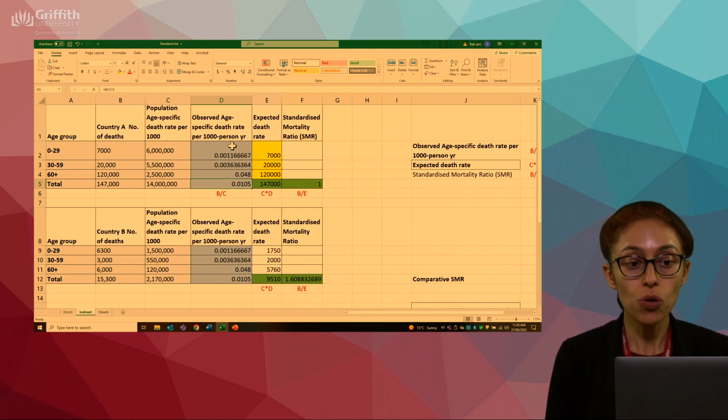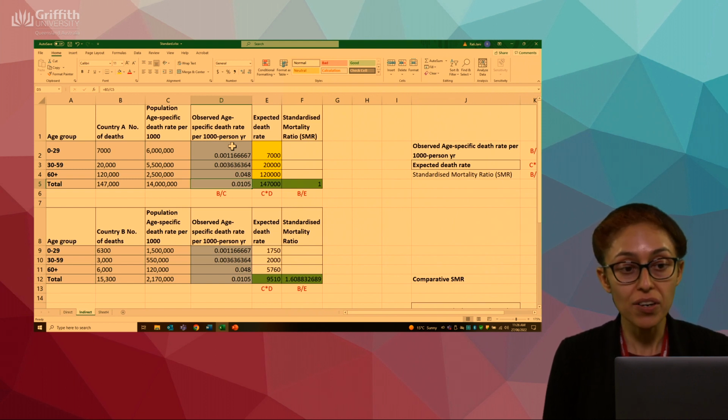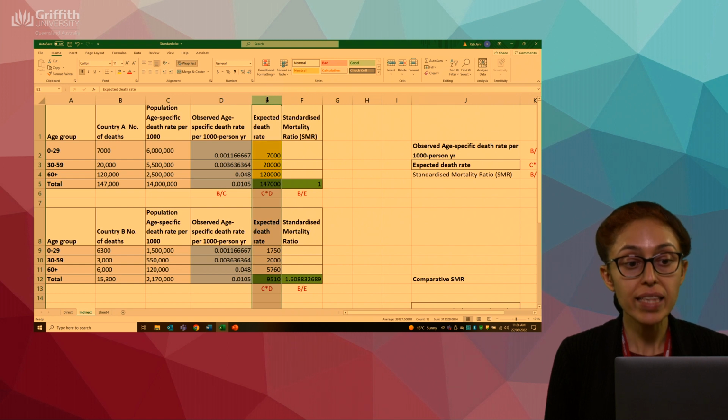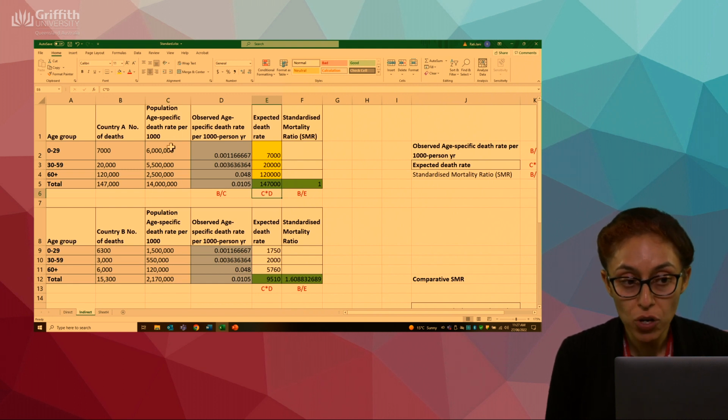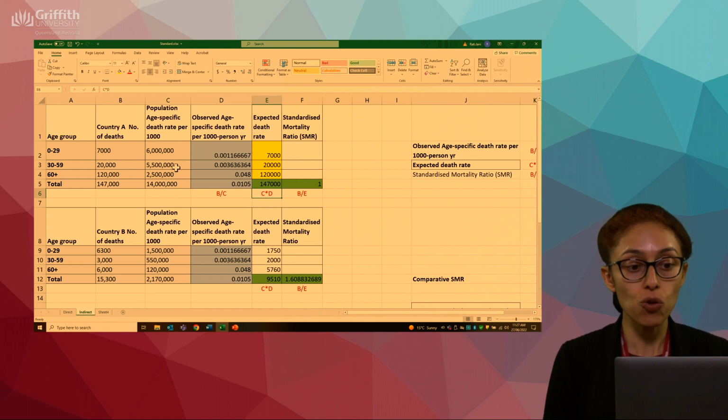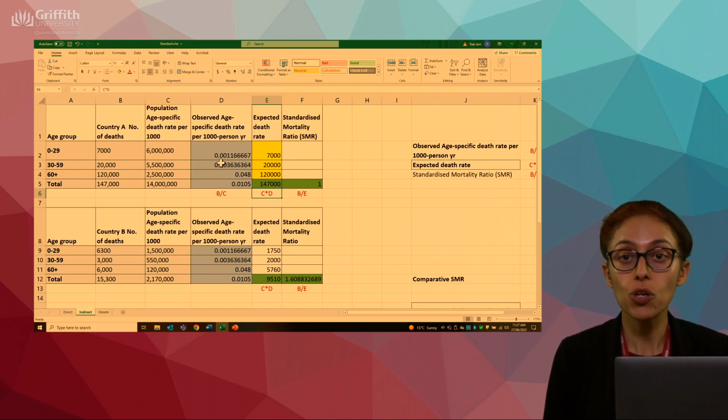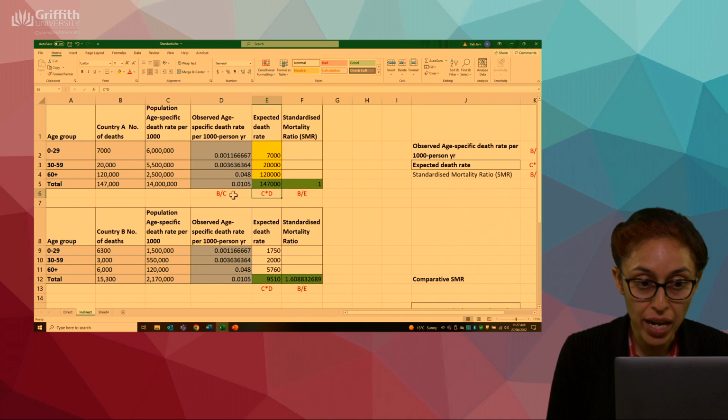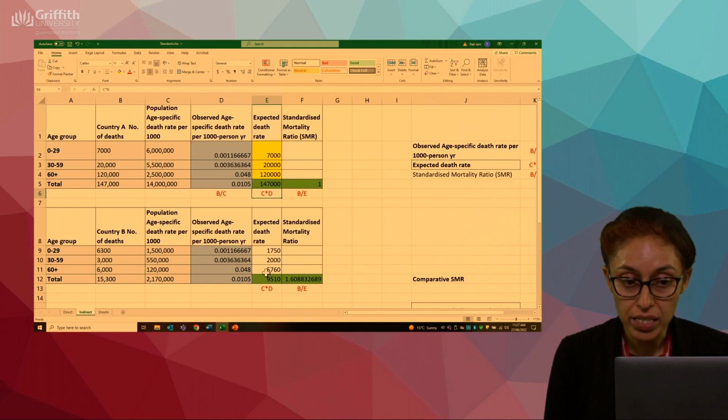Then what do you do? You do not have a reference population, no country C. So then you calculate the expected death rate. How do you do that? You do column C into column D. What is column C? You have your total number of population for each of these age groups, and then you multiply it by the crude death rate that you have calculated, and this is the answer that you get.